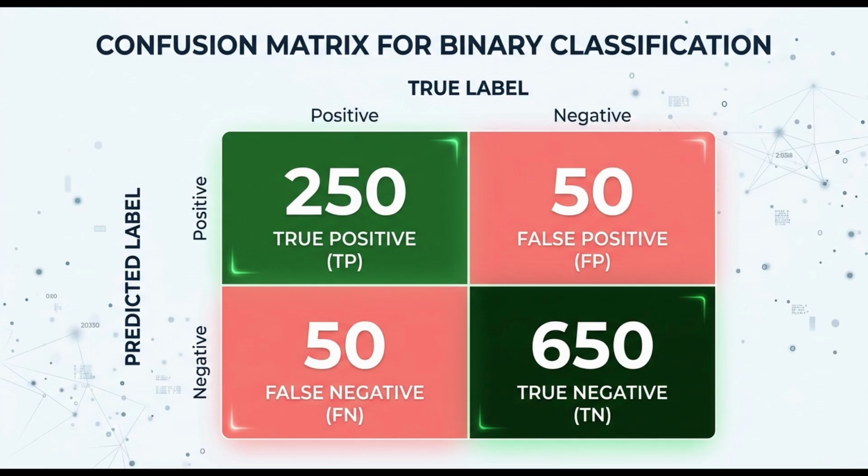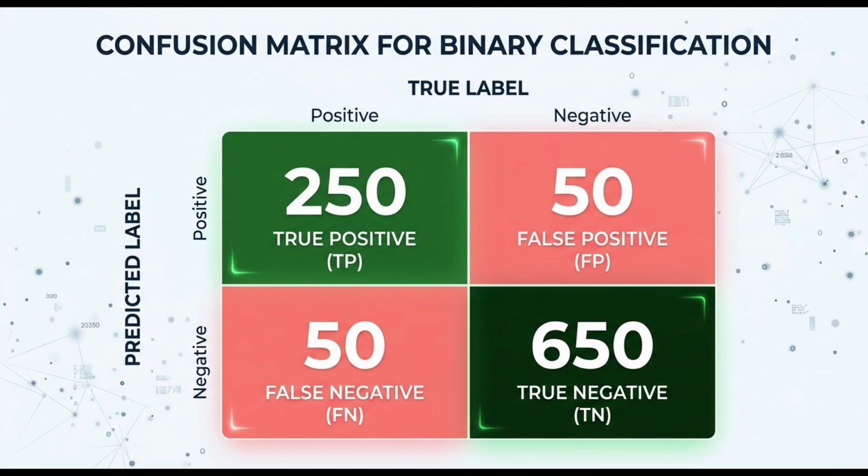here. It breaks every prediction into one of 4 boxes: true positives, where the model correctly predicted the positive class; true negatives, where it correctly predicted the negative class; and then the 2 types of mistakes: false positives, where it predicted positive but was wrong, and false negatives, where it predicted negative but was wrong.